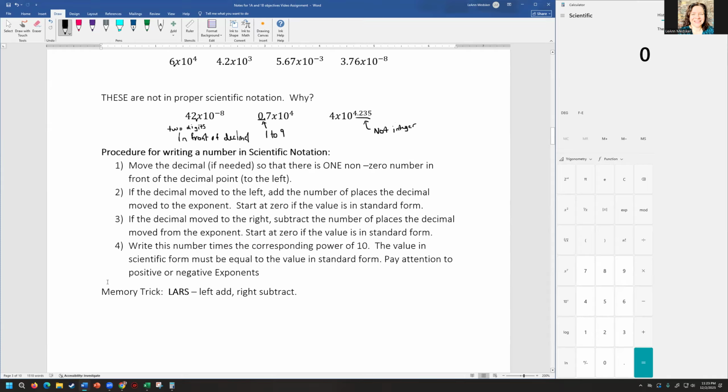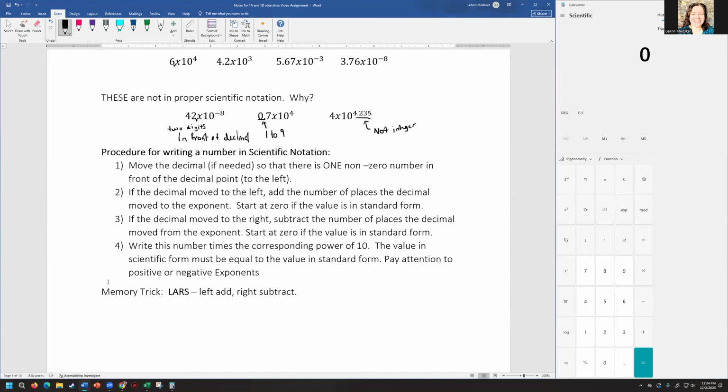Okay, so we're going to go over a couple things with scientific notation. First is how do you take a standard number or just a number like we're used to, like 167,000? How would I compact that down into scientific notation? So the first step is you're going to move your decimal if needed so that you only have one non-zero number in front of that decimal point. Remember, that means to the left of it.